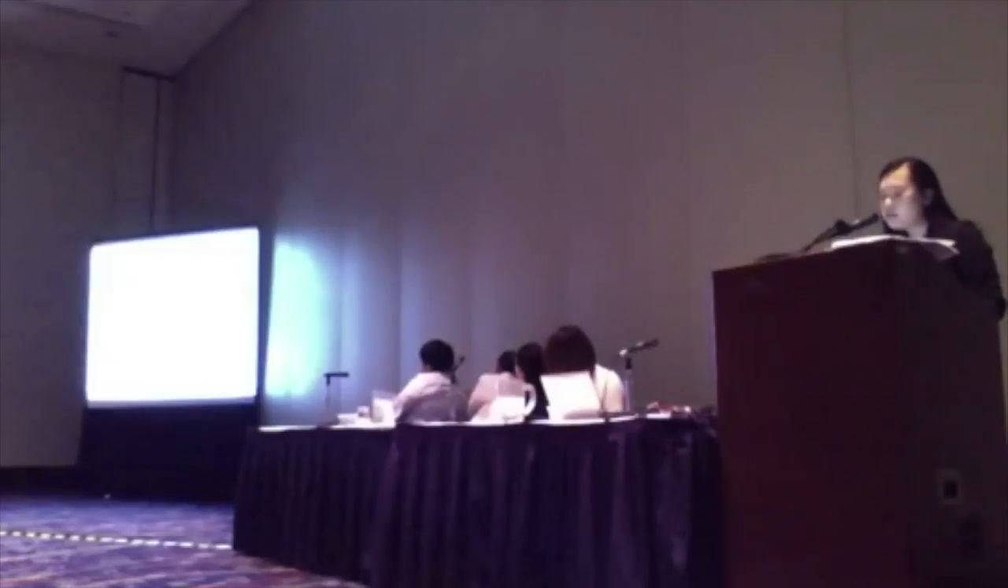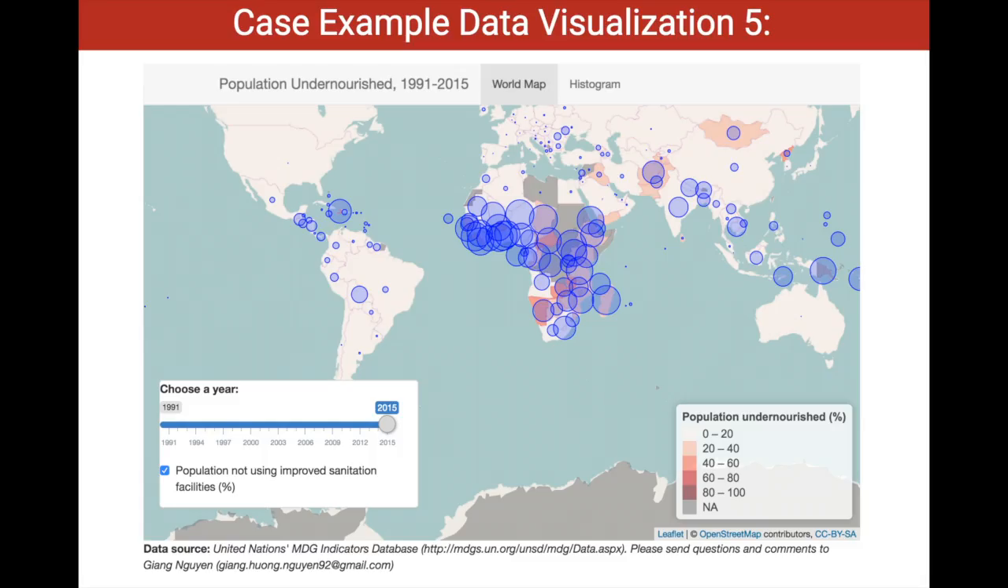Then over here, I took the same variable, I displayed it in a map of the world, and now the regions are colored based on their level of population undernourished from 0% to 100%. So the first thing that jumps out at you is probably that the region down here seems to be the region that suffers the most, and that happens to be Africa. And this is the year 2015.